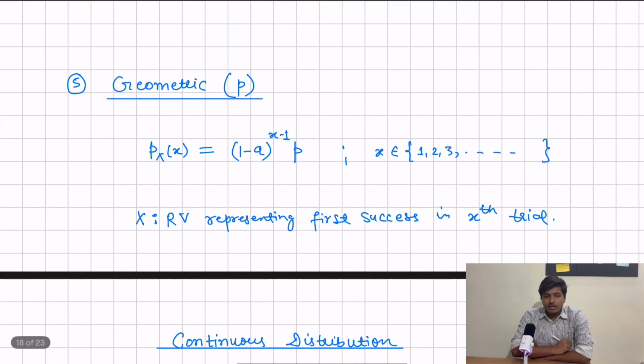Now come to the geometric distribution. In the geometric distribution, we say that there is a first success in the nth trial. Let's say that the event occurred x number of times. What is the probability that the first success of the event occurred in the xth event? It is equal to a failure till x minus 1, so (1 minus q) raised to x minus 1, and there is a success in the xth event, right?